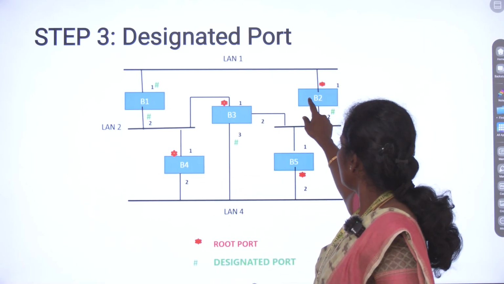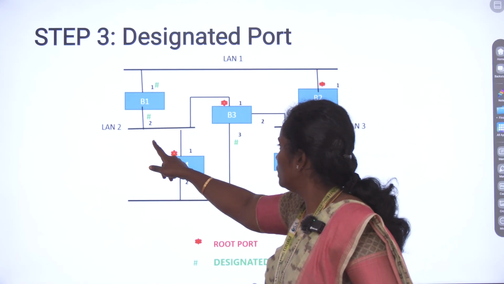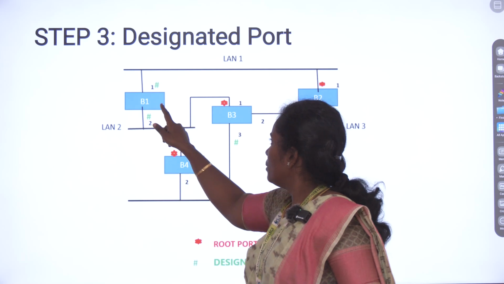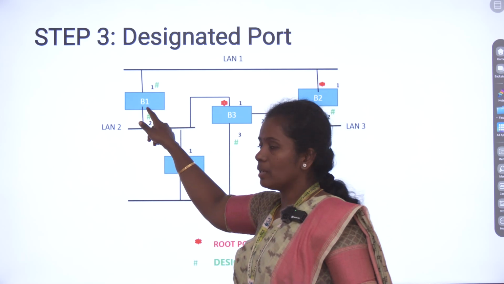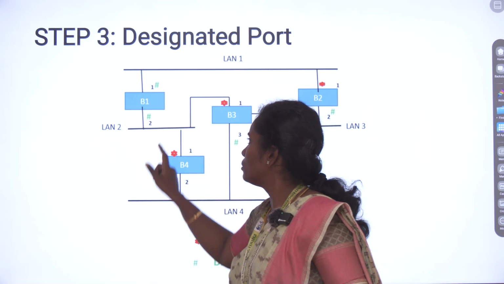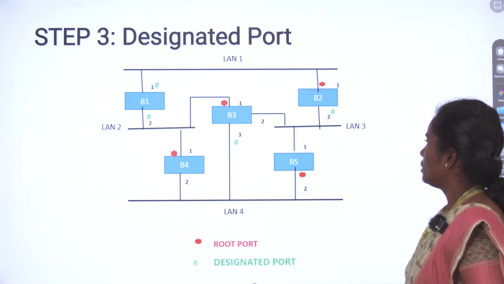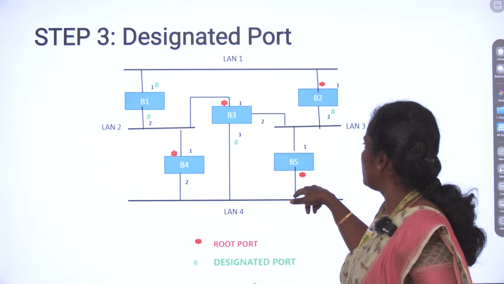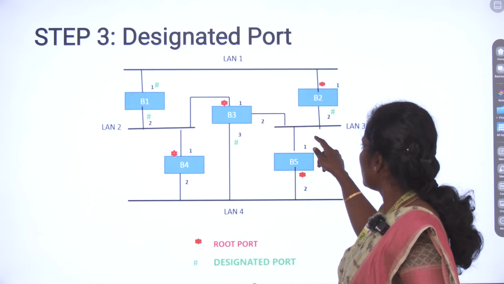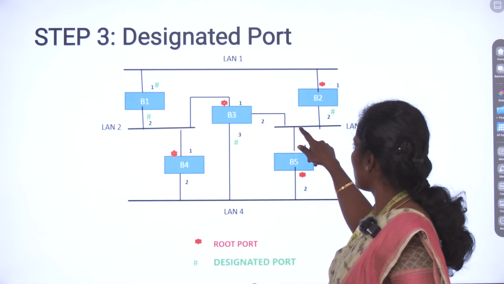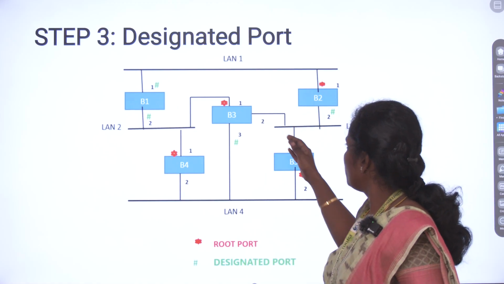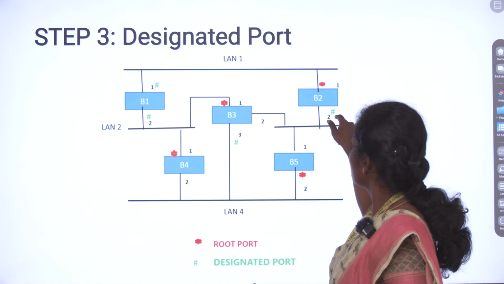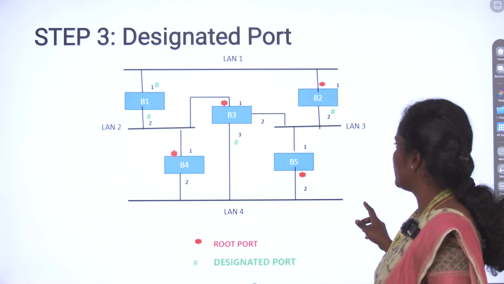Next I am choosing LAN 2. This LAN 2 is connected with B1, B3 and B4. B1 is the smallest, so I am taking B1 as the designated port. Next we will see LAN 3. In this LAN 3, B2, B3, B5 are connected. Compared to B2, B3, B5, B2 has the lowest index, so I am choosing B2 as the designated port.